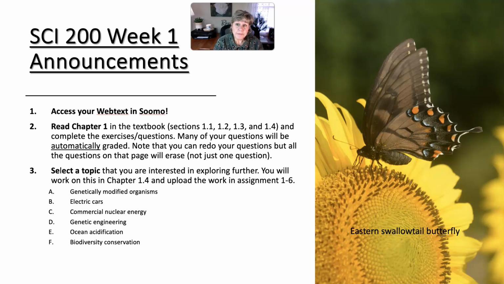So the first thing that you need to do is get your web text. And so you access this through the course and through the bookstore. It is called a Sumo web text. Sumo is the company that produces it. There are 8 chapters in this web text, and we have 8 weeks in the term. And so each chapter corresponds to a particular week in our course.